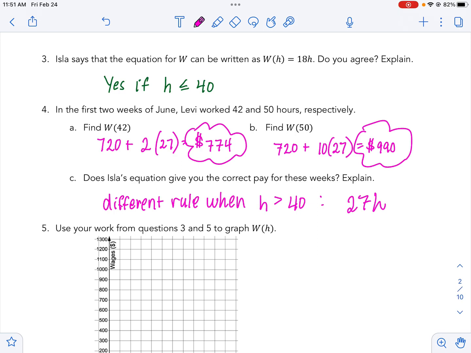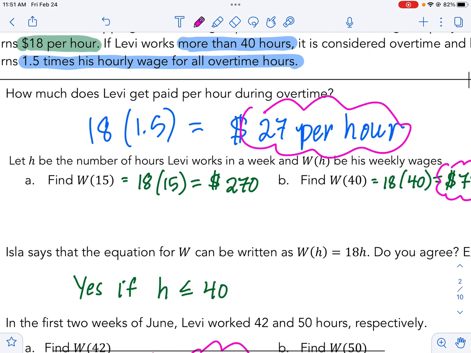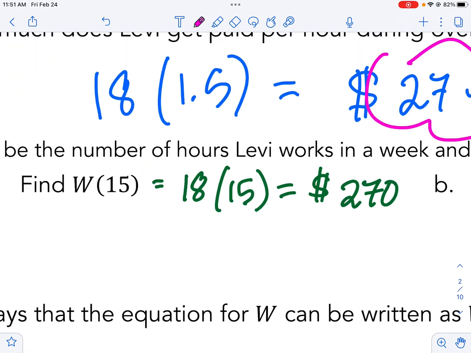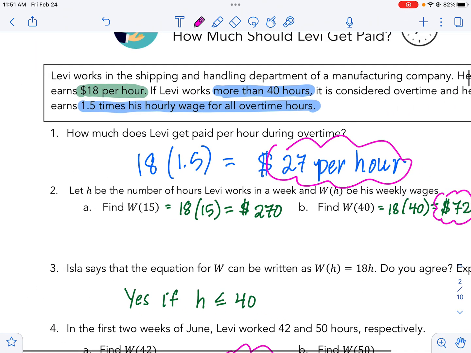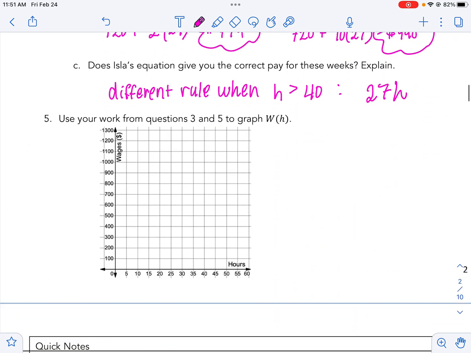So when we graph this, it's called a piecewise function because there are 2 pieces. The first piece is if Levi works 40 hours or less, and so that slope will be $18 an hour. And we can graph that. We just need 2 points to graph a line. We can graph these 2 points. Here's our graph for us.